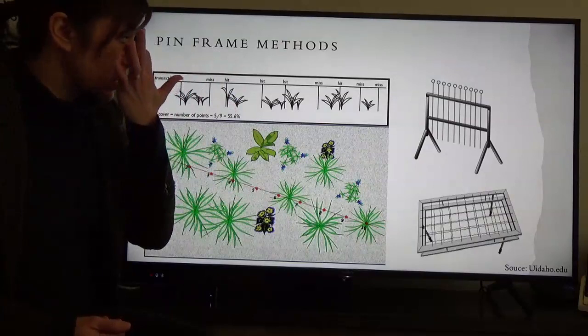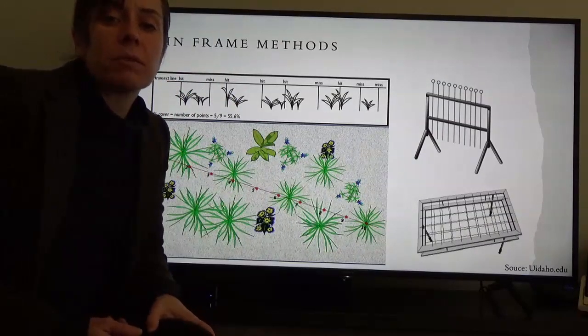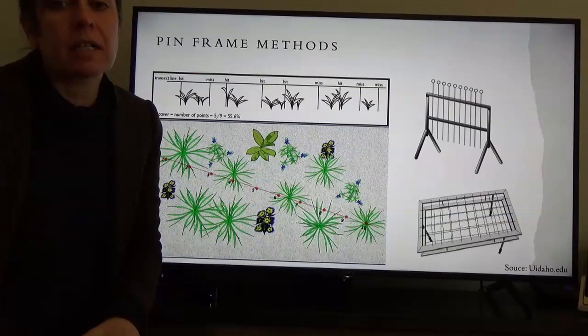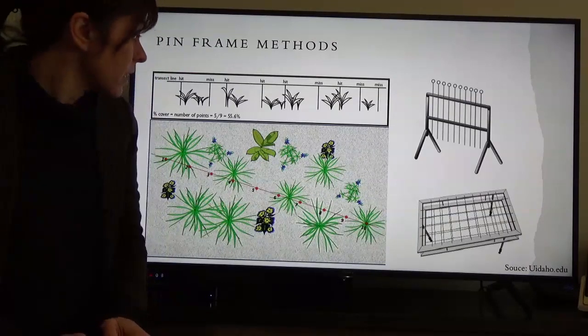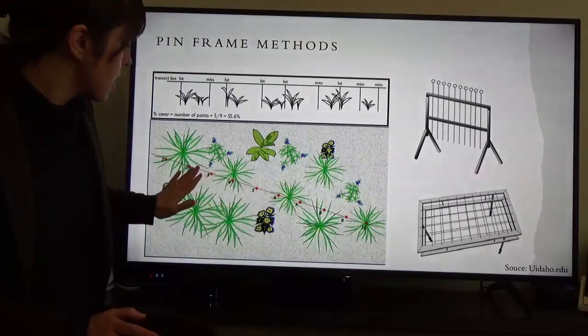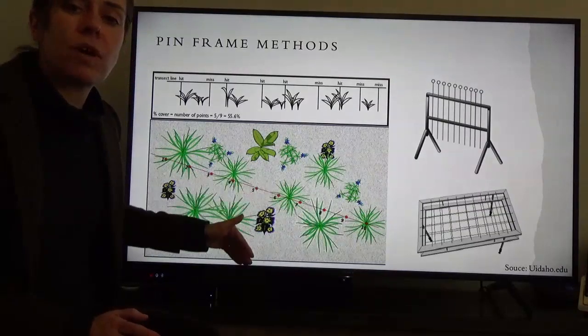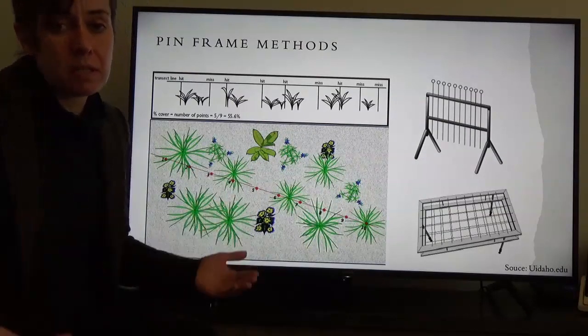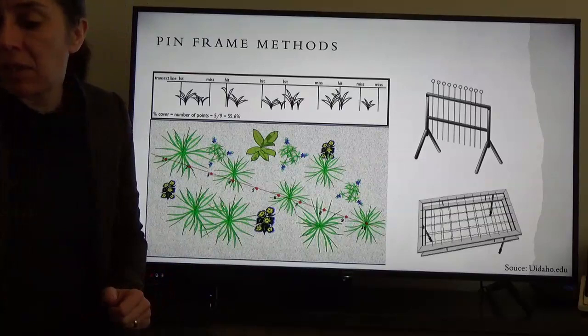Okay, so pin frames. Again, kind of awkward to carry in the field. They take a lot of time, but they reduce that subjectivity. It's a much more objective measure than is percent cover. That said, you don't hit everything because you only measure in certain locations. You may miss species that don't fall within your pin frame in a particular spot. So there's that disadvantage to that method.